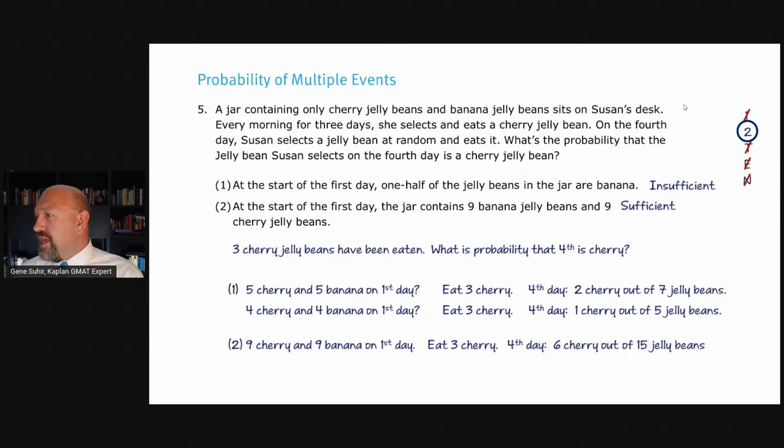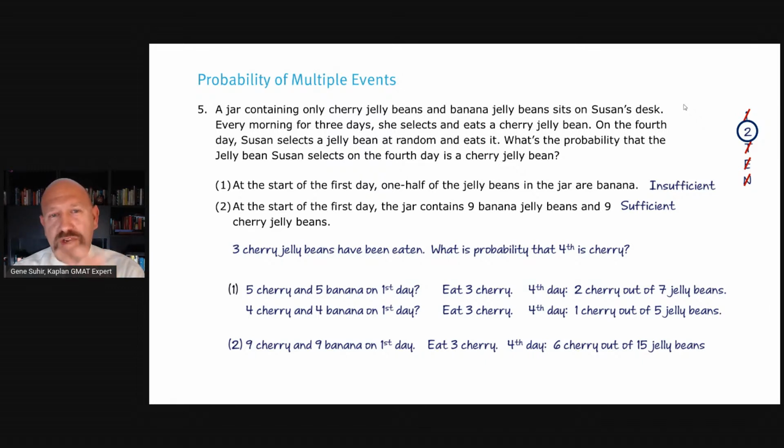Now, Abhian asks, does this question ask us to find whether the probability of selecting cherry is higher than the probability of selecting a banana? No, they could have phrased it that way. So this is a value data sufficiency question. What's the probability the jelly bean Susan selects on the 4th day is a cherry jelly bean? That's a value data sufficiency question.